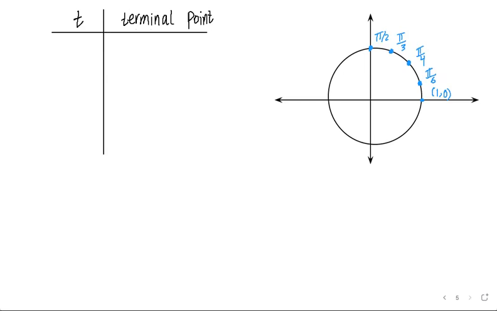So for example, t is pi over 6, or let me start from 0. The distance is pi over 6. The distance is pi over 4. And the distance pi over 3. And the last one is pi over 2.